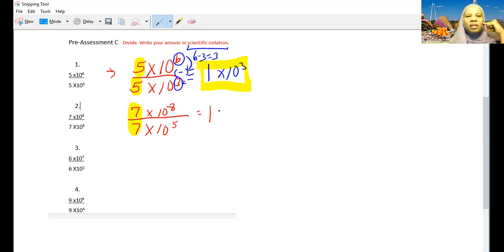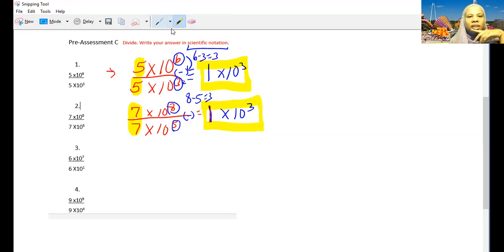Okay. Let me make it blue. Why not? Let's keep it blue. 1 times 10, and then your exponents are what? Exponents are 8, subtraction, 5. So what is 8 minus 5? That's 3. So this is to the third power. Okay, good. We have that.